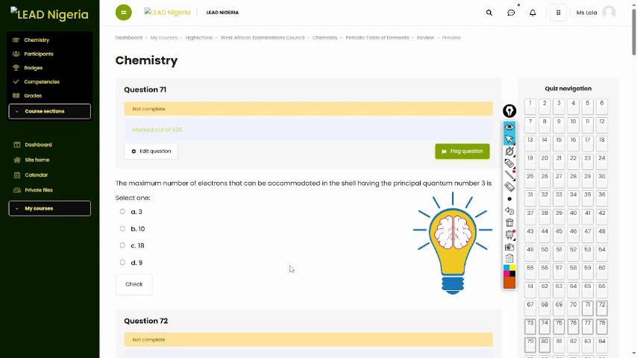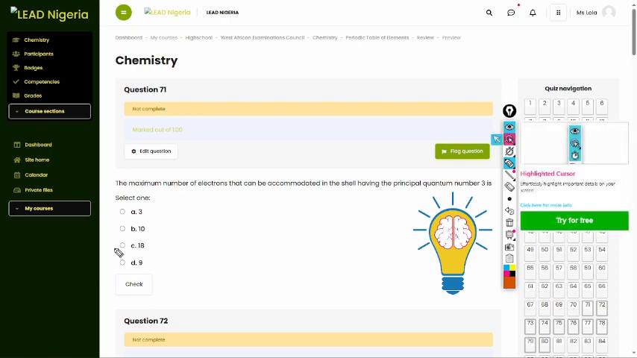So question 71. The maximum number of electrons that can be accommodated in a shell having the principal quantum number 3 is... So the formula for finding the maximum number of electrons when you're given the principal quantum number is 2n squared, where n is the principal quantum number. So in this case, n equals 3. So we have 2 times 3 squared. And 3 squared is 9, so 2 times 9, that is 18. So the correct answer is C. So we go with C.